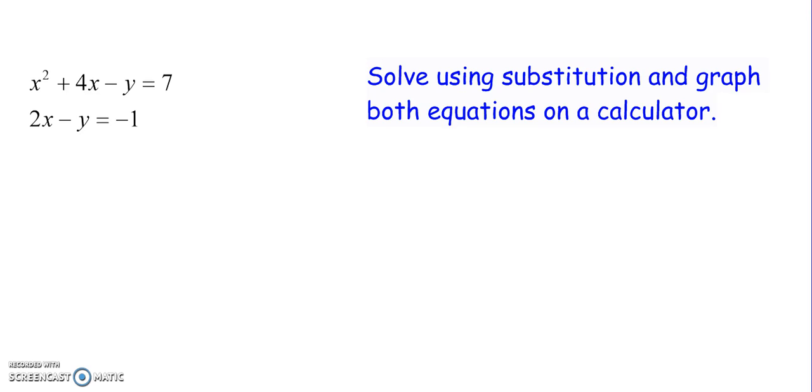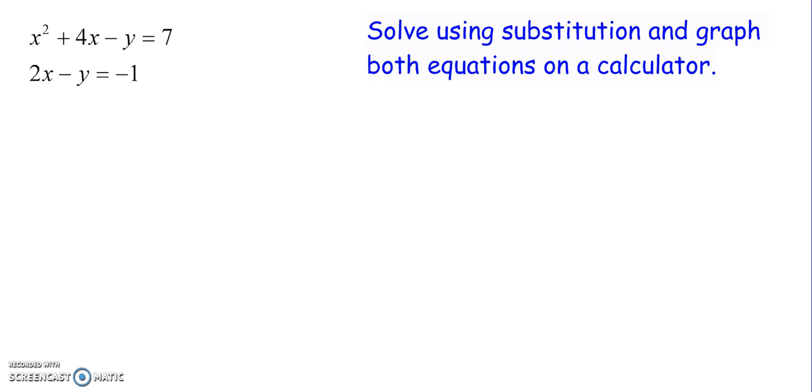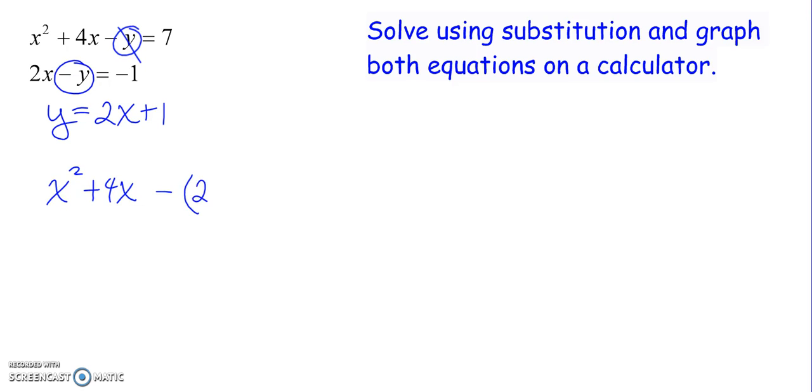All right, so sticking with our theme of using substitution today, I'm going to solve for a variable. If I solve for y, I could say y is equal to 2x plus 1 if I add the y and add the 1. So I have solved for y. That is getting substituted in for that y. So the top equation would read x squared plus 4x minus parentheses 2x plus 1 equals 7.